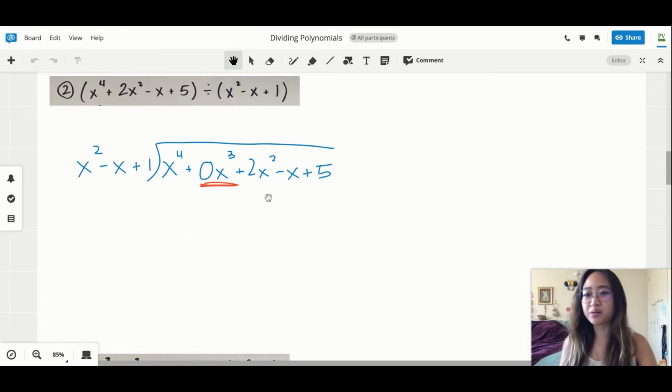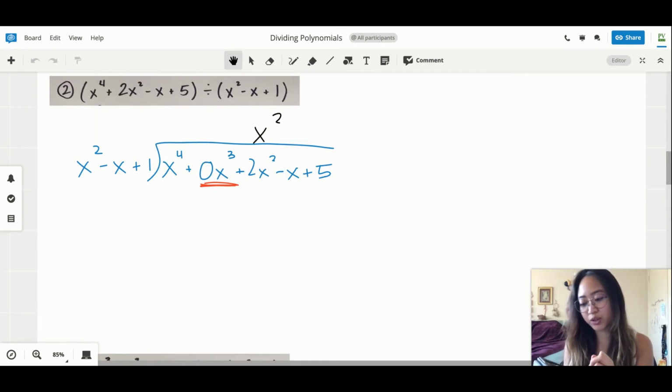Okay, so same thing in mind. Let's look at the outer term x squared and ask, what do we need to multiply to x squared to give us the first term, x to the 4th? Well, let's line it up with its respective parts. So we know that x squared times x squared gives us x to the 4th.